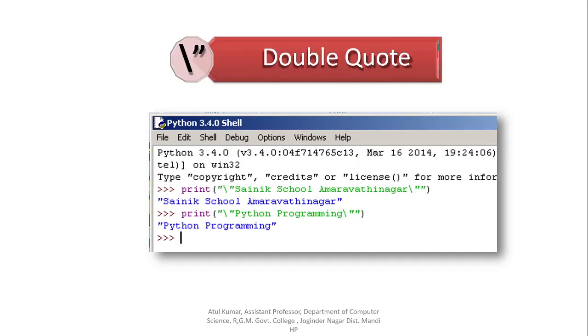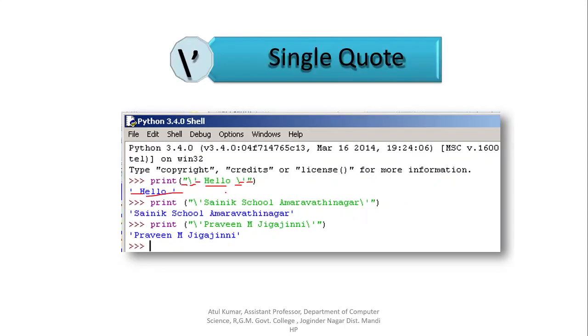Then how to print double quotes? It is also very simple. Whether you want a single quote or a double quote, firstly put a double quote, then you have to put a backslash, and then again put a single inverted comma, and then that single quote is printed.